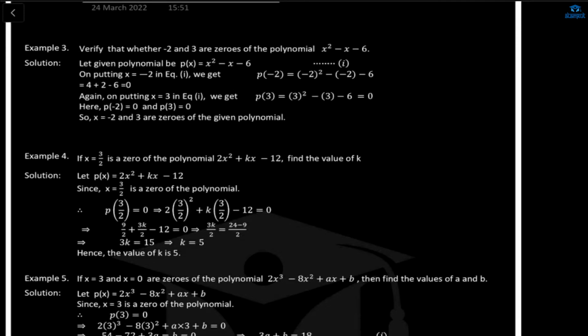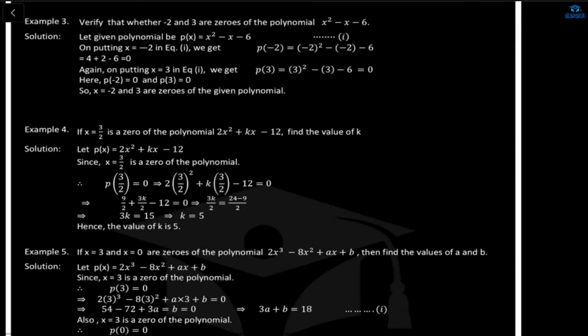Now let's see example number 3 here. Verify whether minus 2 and 3 are zeros of the polynomial.